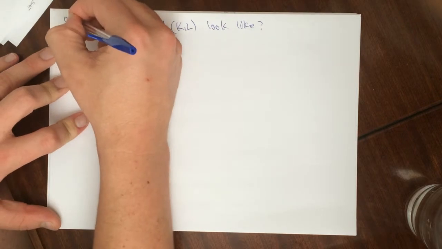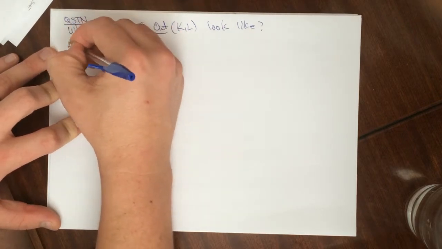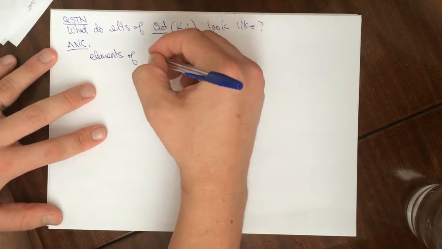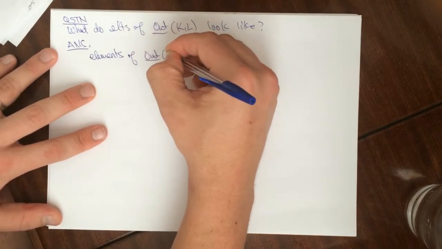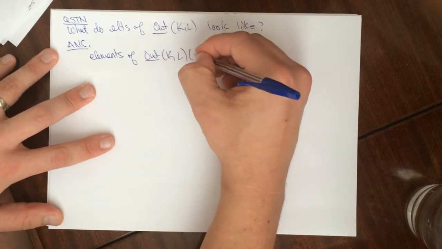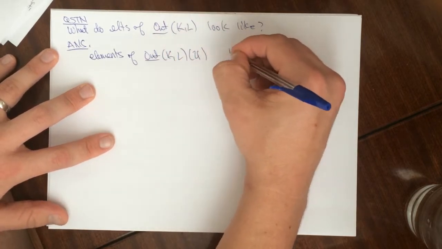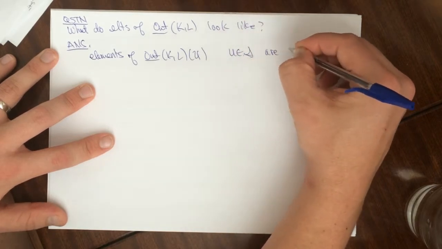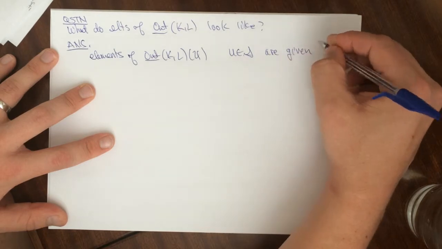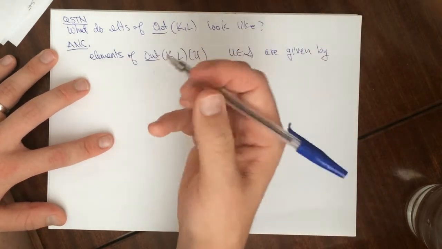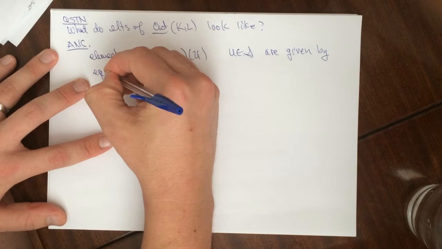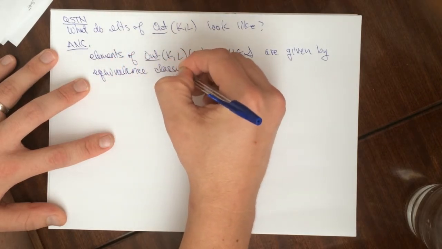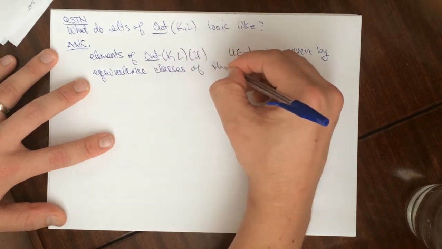So this is a question. This is an answer to the question. Elements of Out(K, L) over U and S are given by the following data. Let's say equivalence classes of the following data.